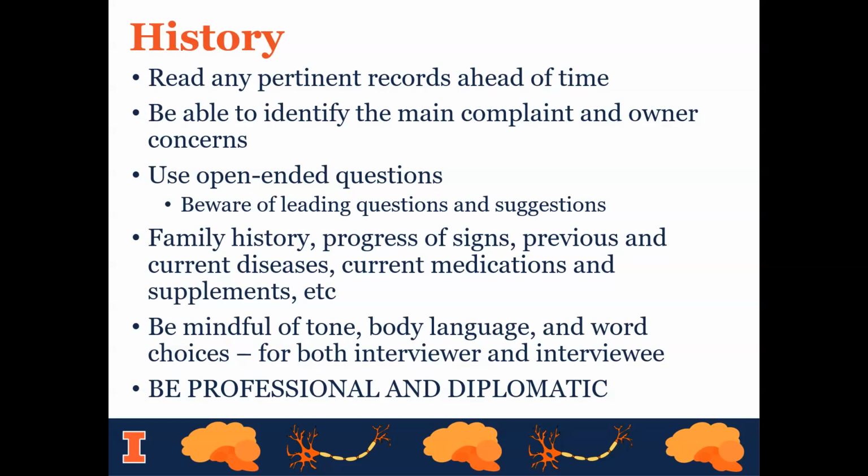That only gives you very limited information as a response. So don't forget to ask about things like family history. Especially if we're worried about younger animals, we might think about whether other litter mates are affected. Or if we're thinking about idiopathic epileptic cases, we want to find out if any other relatives also have a seizure condition to try and raise that index of suspicion for us.